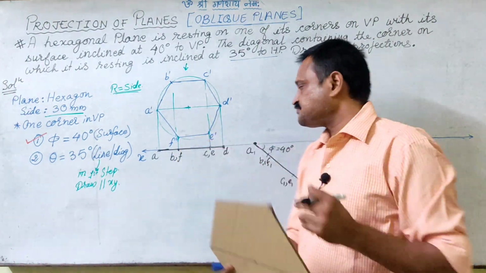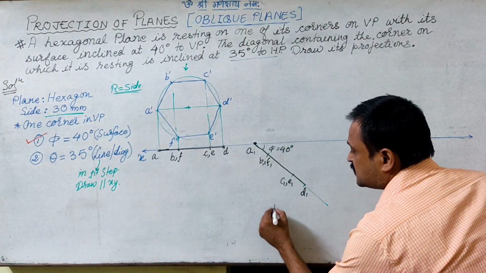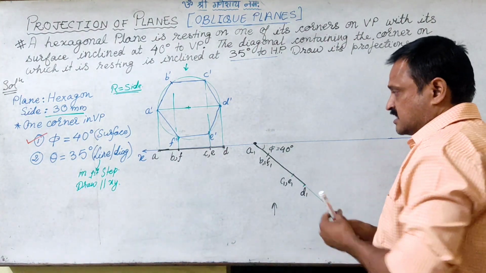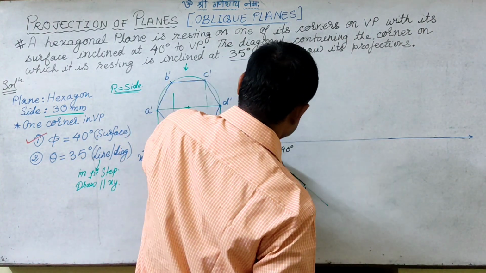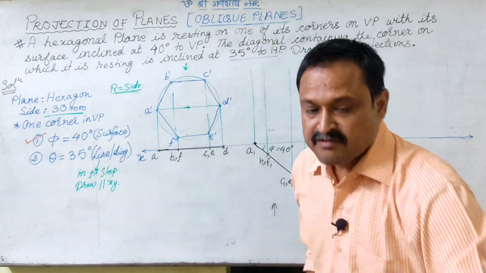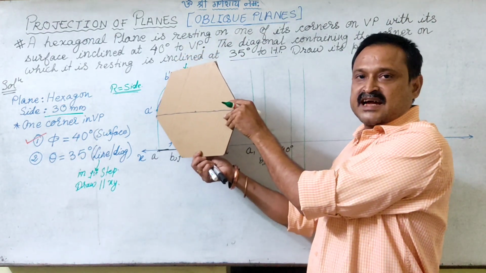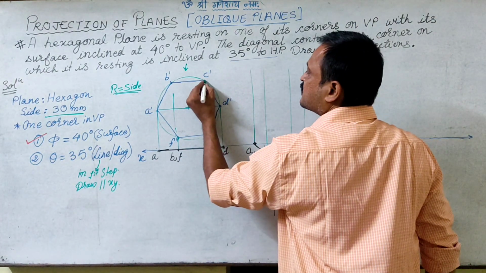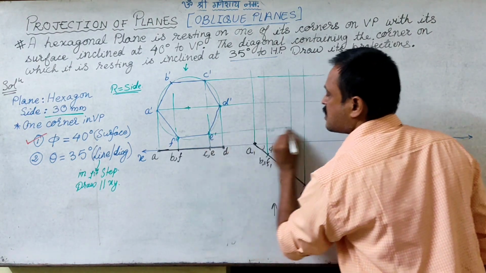Now we will go for the front view for this condition. So for the front view, that means we will be looking in this direction. So the projectors will be in this direction, perpendicular to XY. So we get all these projectors as this. Now when we have given this inclination, all the corners are remaining at the same height. The heights are not changing. So simply I can drag the heights of all these corners A, B, C, D parallel to the XY line.